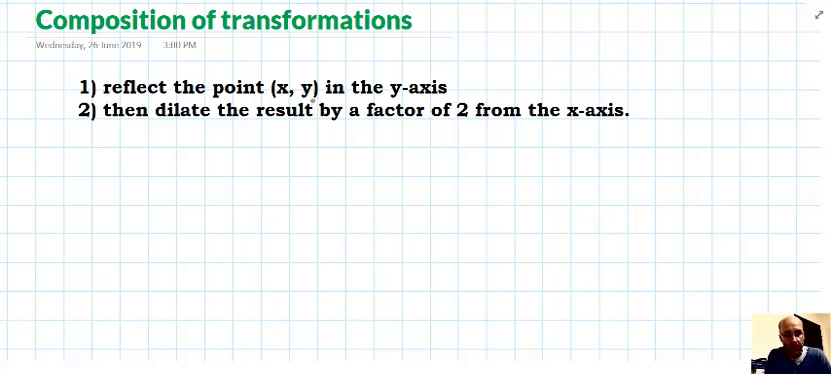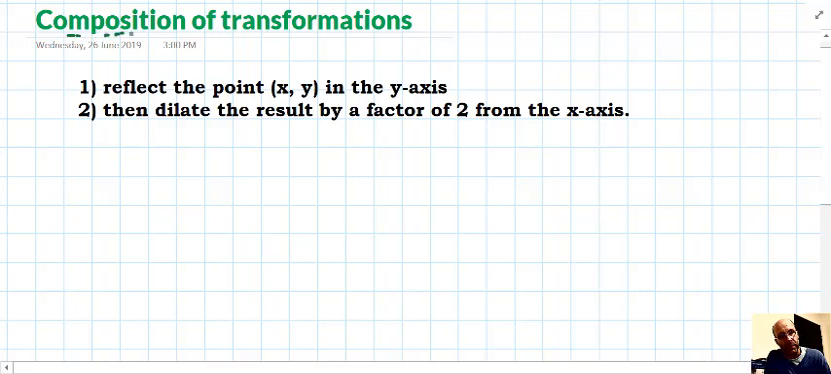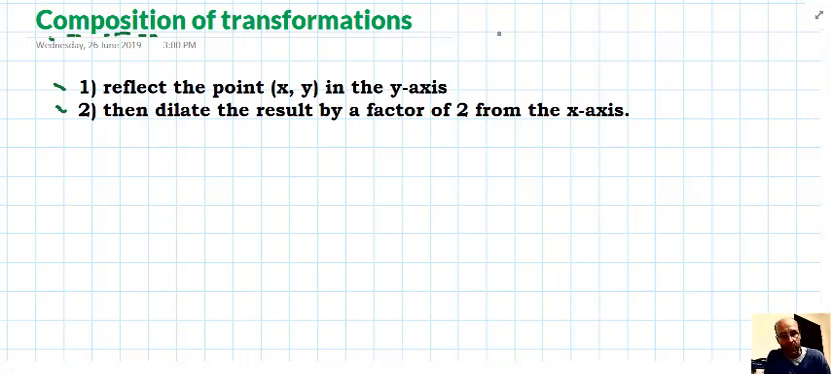Continuing with our work with matrices, we're going to look at transformations a bit more. We're going to look at what's called the composition of transformations, and it is an extension on the work we've already done. And let's just try something. You can see we're going to do two things there. Firstly, we are going to reflect the point xy in the y-axis. And then we're going to dilate the result of that by a factor of 2 from the x-axis.